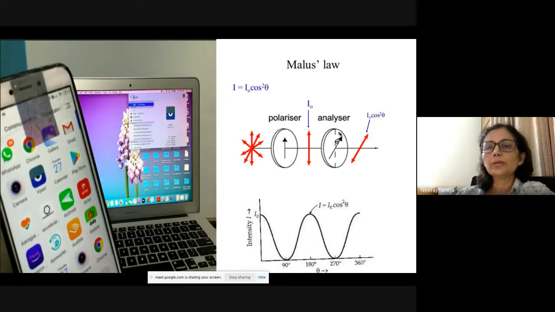And when this polaroid is turned around, and the angle between the polarizer and analyzer changes, the intensity changes in this manner. That is, when the two polaroids are parallel to each other, the intensity is maximum. And when the other polaroid, which we are calling the analyzer, turns by 90 degrees, then the intensity is reduced to 0. And this variation is observed when the analyzer is turned by this angle from 0 to 90 and so on with respect to the polarizer.